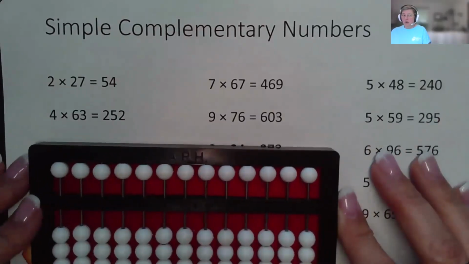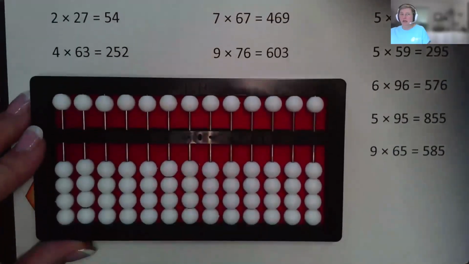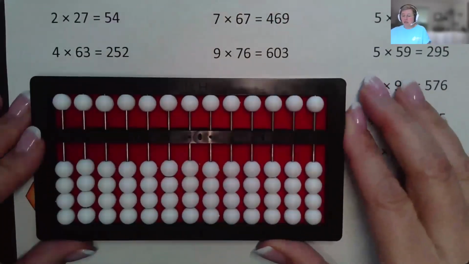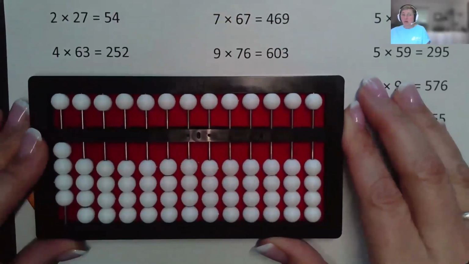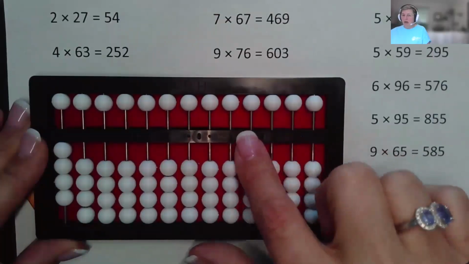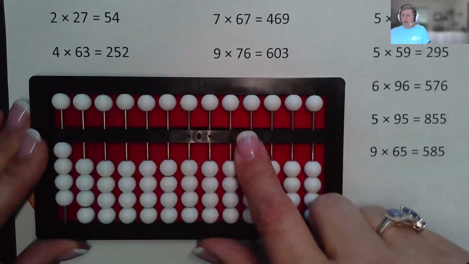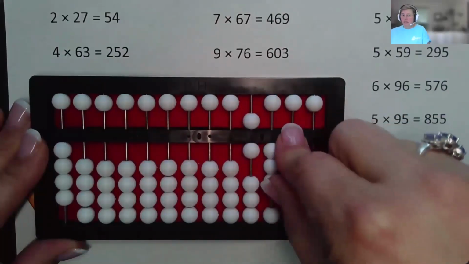Let's go down to 4 times 63. 4 times 63 is 252. Set the 4 on the left-hand side. Count over to set your 63. From the right-hand side, I say 4 times 6, 3. Where I stop my finger on the fourth rod, I set the 6. Move to the right and set the 3.